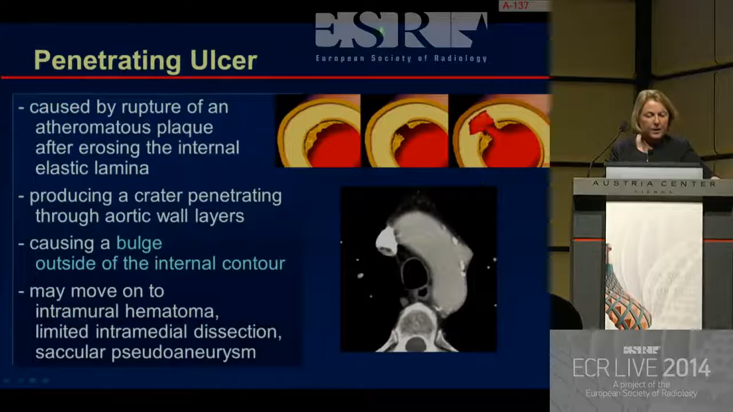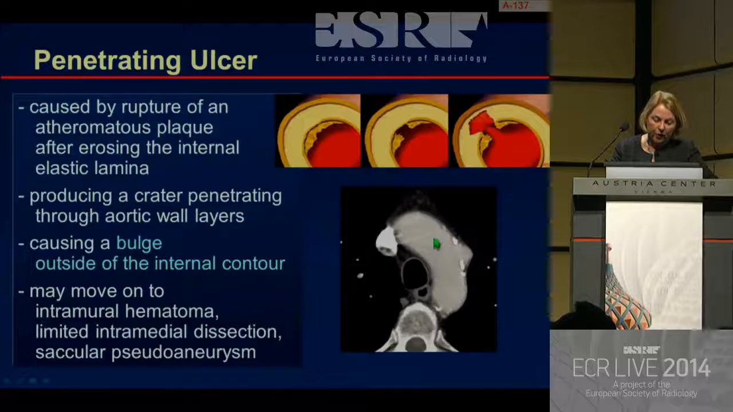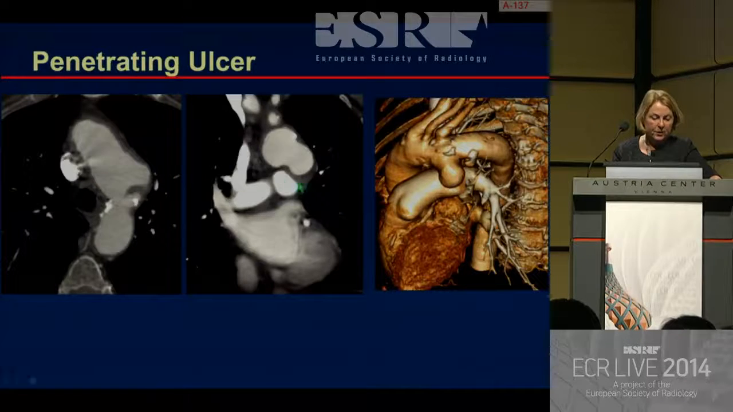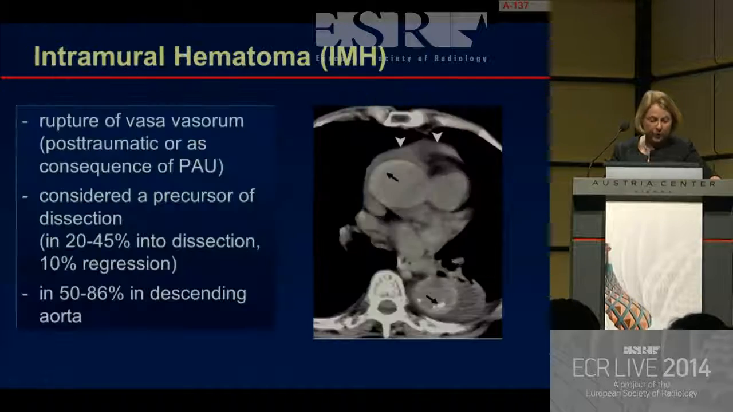Starting with a penetrating ulcer, it is caused by rupture of an atheromatous plaque after eroding the internal elastic lamina, as you can see here, leading to this kind of penetrating crater into the wall. And if this goes further on, then we have this little bulging, as you can see here on this image. It may move on to an intramural hematoma, to a limited intramedial dissection, or, as I said, to a saccular pseudoaneurysm. And these are examples where you see here this kind of ulceration out of the wall.